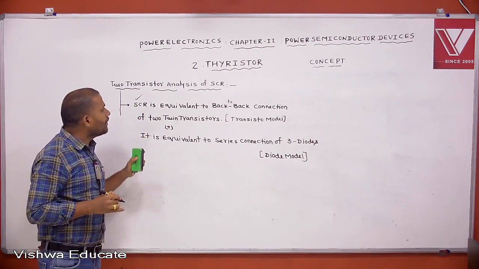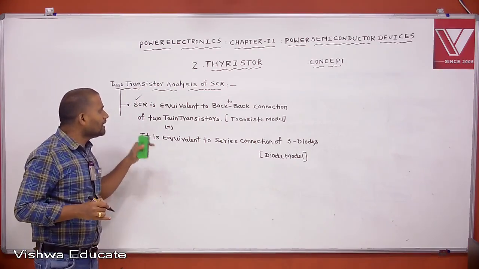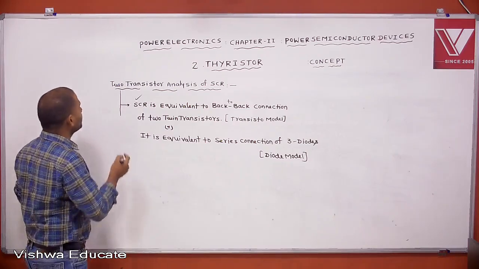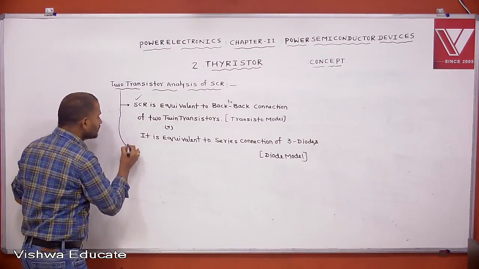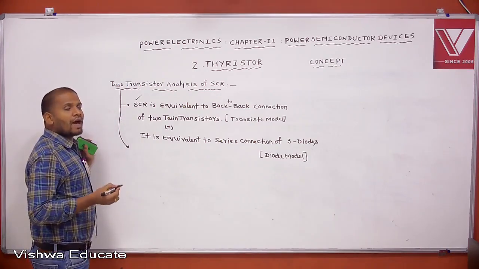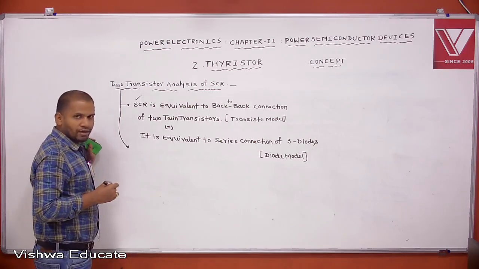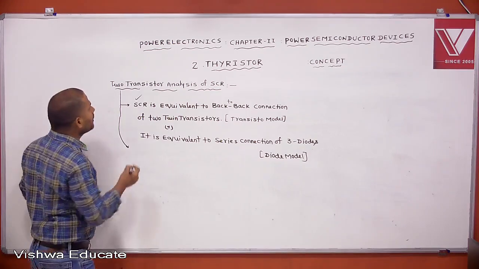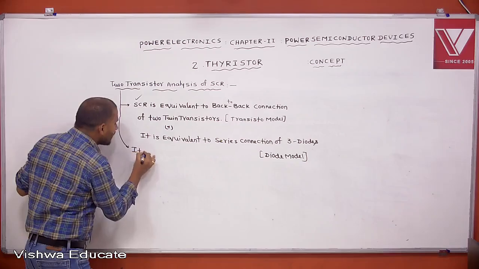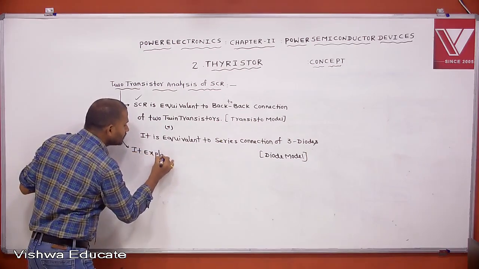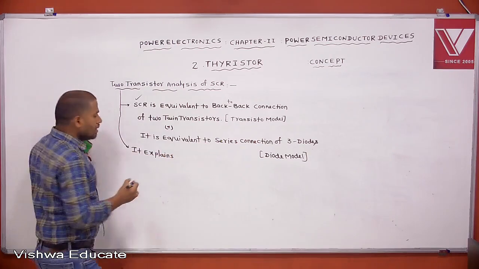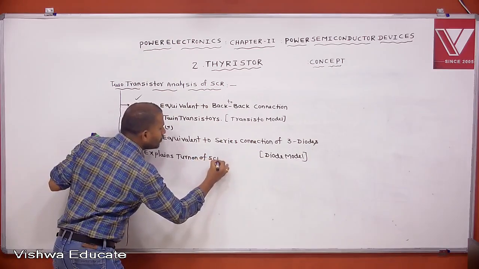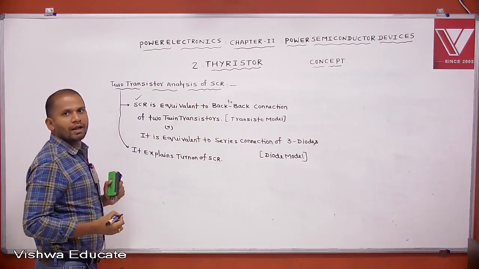That is, SCR is equivalent to back-to-back connection of two twin transistors. Then which are the twin transistors here? PNP and NPN transistors. Another point to remember here: this two transistor analysis, or transistor model or diode model, is implemented to explain turn on of SCR. It explains how the SCR will be turned on. Two transistor analysis explains turn on of SCR.